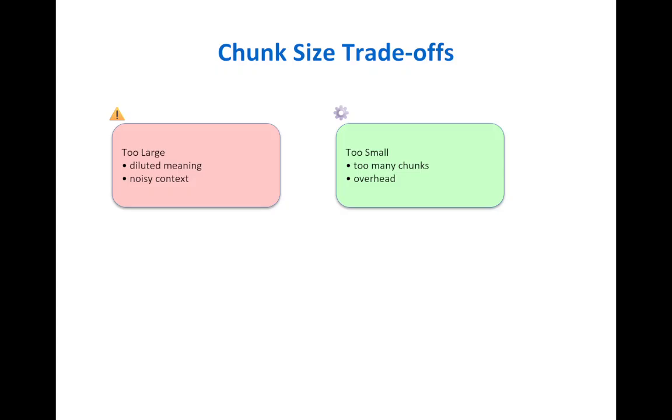Now, what is the trade-off of chunk size? If you have too large a chunk, it dilutes the meaning, and the context that you give would be noisy because it is too large. What is the downside of too small a chunk? There will be too many chunks, and lots of overhead in the system. So you have to look at what is a reasonable size for your chunk. For a fixed-size chunk, it would be something like 500 bytes, or for documents, a section of a document. That's a typical practical limit on chunk size.